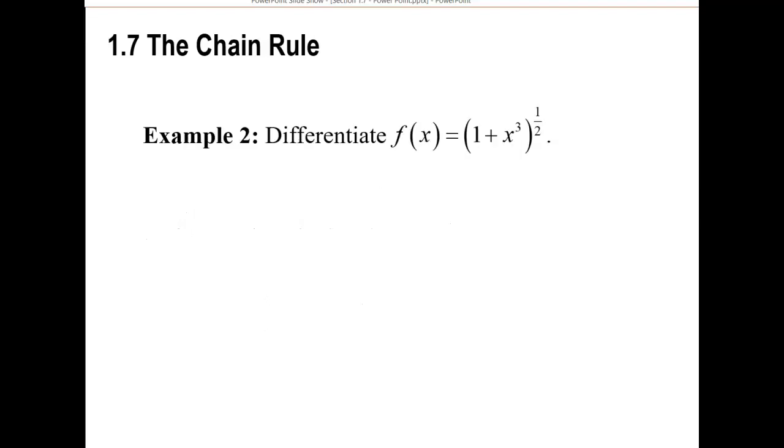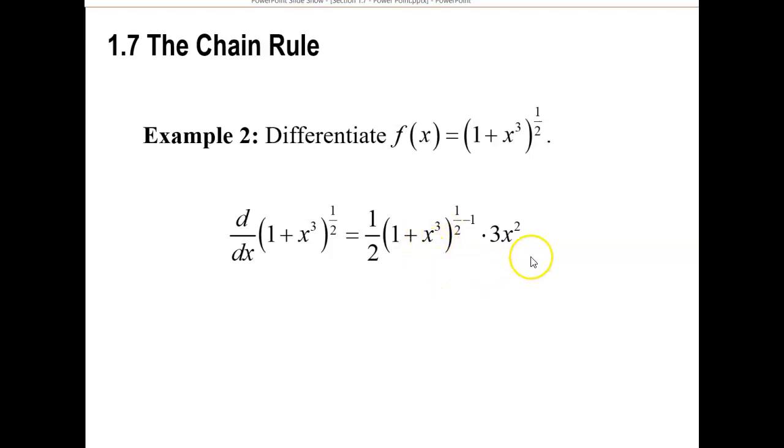Okay, so let's try to do that for this example. f of x equals 1 plus x cubed, all to the 1/2 power. We're going to start with our power rule using that power of a half. So the derivative with respect to x of 1 plus x cubed, all to the 1/2: we bring down the 1/2, we leave all this inside, and our new power is 1/2 minus 1, which is 1 less than the original. But then we have to multiply that by the derivative of the inside function. The derivative of 1 is 0, and the derivative of x cubed is 3x squared, utilizing our power rule again.